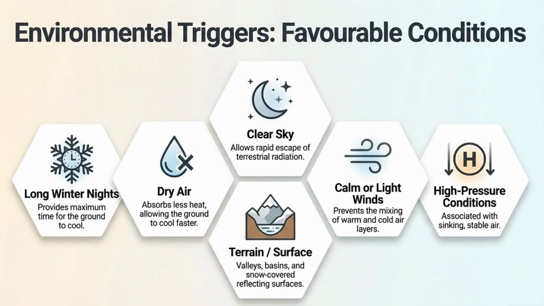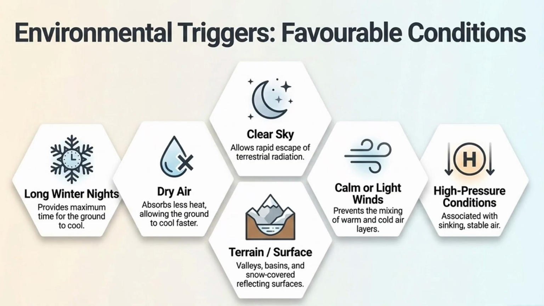Second is dry air. Dry air contains very little water vapor, so it cannot hold much heat. Because of this, the ground cools faster, making temperature inversion more likely. Third is clear sky. Clouds usually act like a blanket by trapping heat. But when the sky is clear, the Earth's heat escapes easily into space. This causes the ground to cool rapidly.